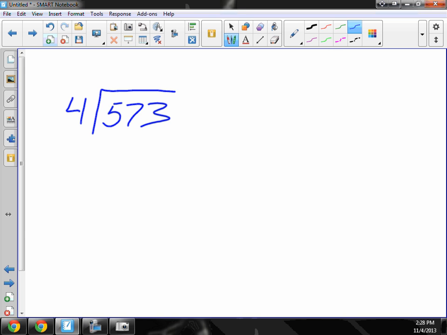By hand, using long division. Actually, let's do 572. How do we do long division? How many times does 4 go into 5? 1. Now what do I do?